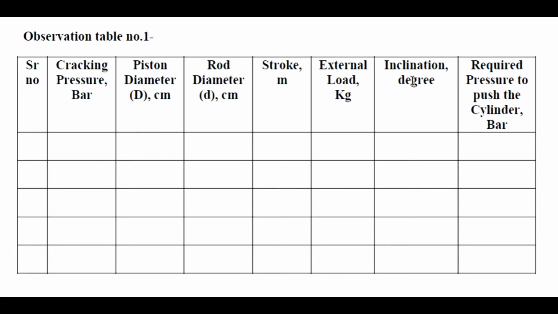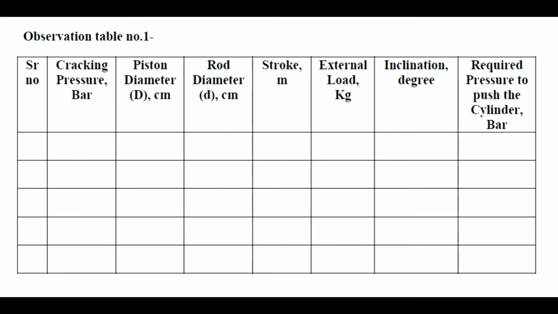In the first case I am going to keep the cracking pressure, piston diameter, rod diameter, stroke and external load constant, while varying the inclination angle, and I am going to check how much pressure is required to push the cylinder by changing the angle.